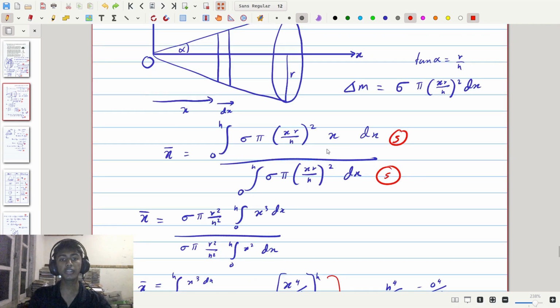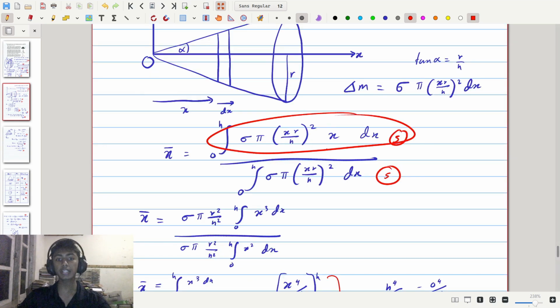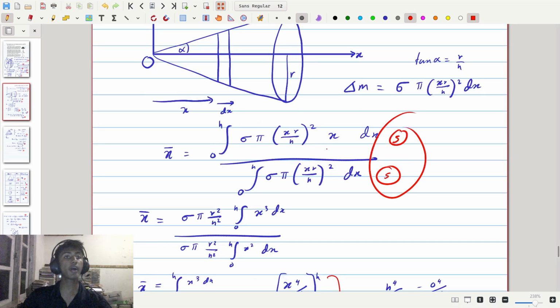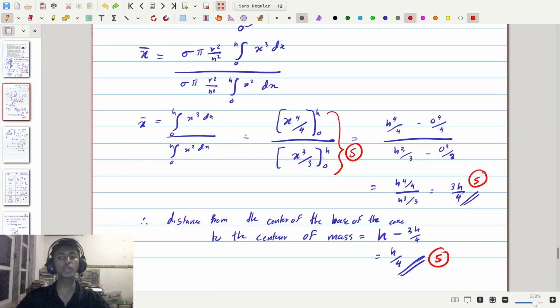After that, when you integrate, setting up the two correct integrals like this gets you 5 marks, and 5 marks for the top integral and bottom integral. But then solving the two integrals with the limits gets you only 5 marks, and getting the correct integral answer gets you another 5 marks.